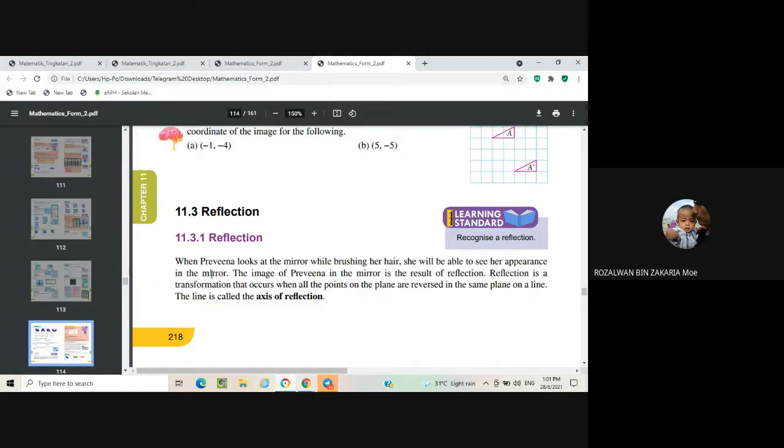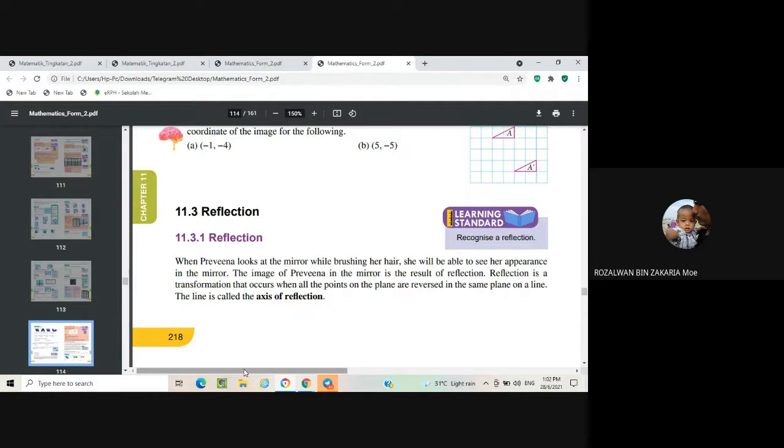Okay, when Pravina looked at the mirror while brushing her hair, she was able to see her appearance in the mirror. The image of Pravina in the mirror is the result of reflection. Reflection is a transformation that occurs when all the points on the plane are reversed in the same plane on a line. The line is called the axis of reflection.